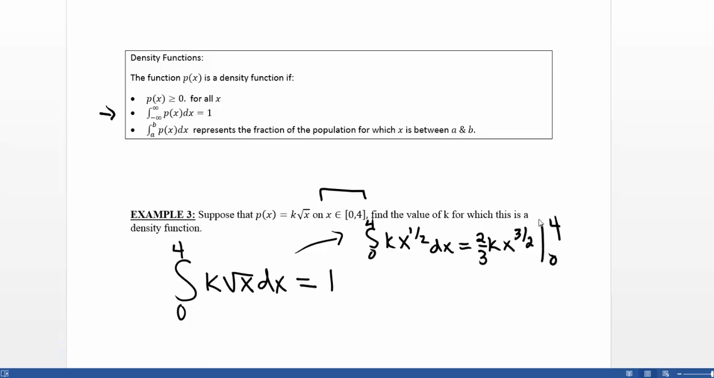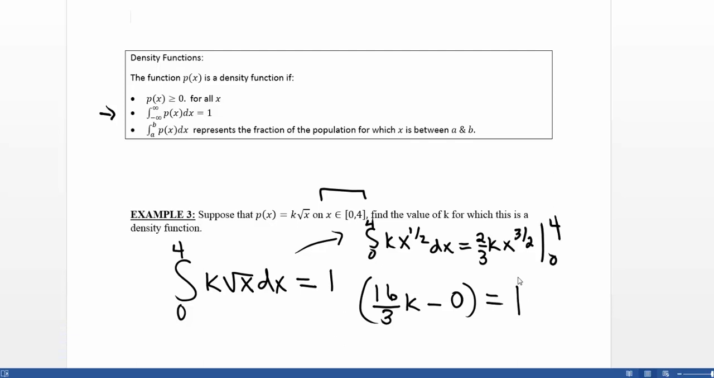And we're interested in this function from 0 to 4. So when we plug in a 4 to the 3/2, that means we're going to take the square root and then cube that number. The square root of 4 is 2, and 2 cubed is 8. So that 8 is going to be combined with the 2/3 to give me 16/3 k minus, now if I plug in the lower bound of 0, I get 0. And I know that since it's a density function, that has to equal 1.